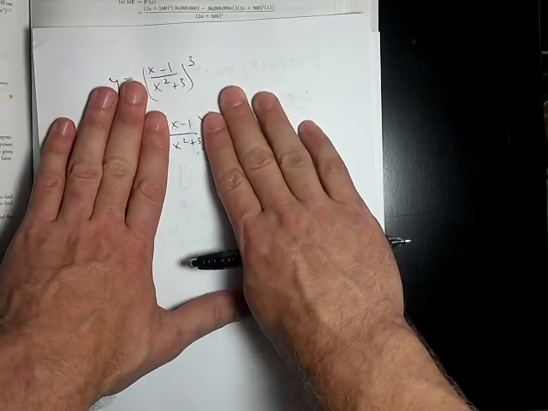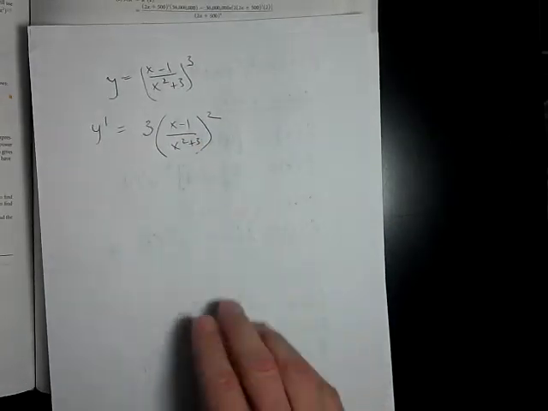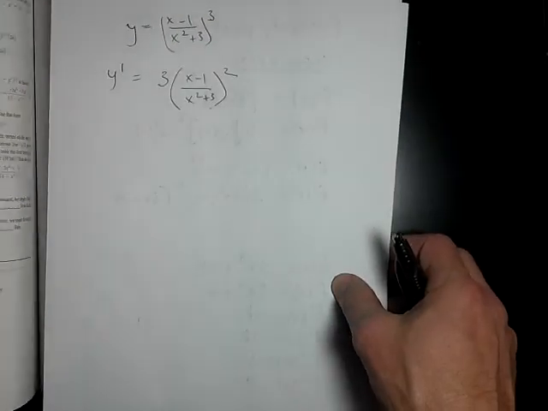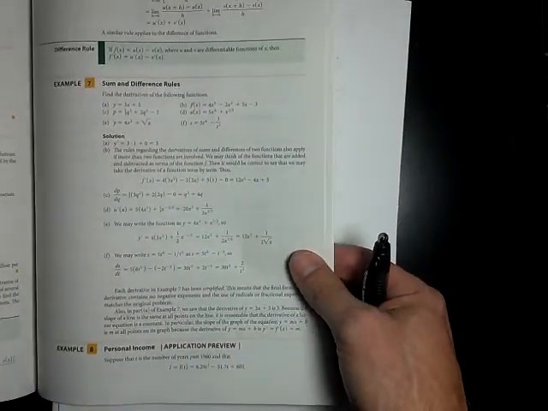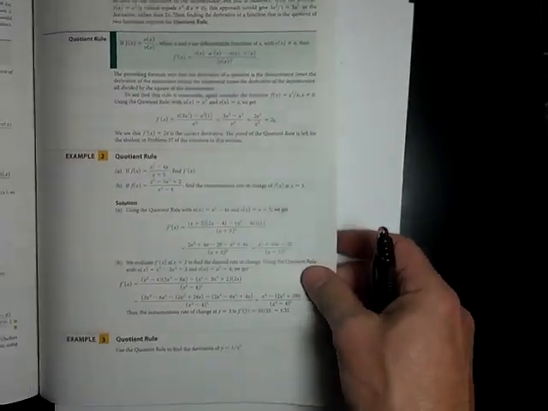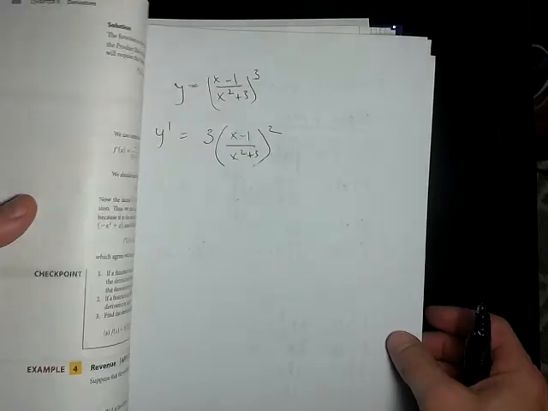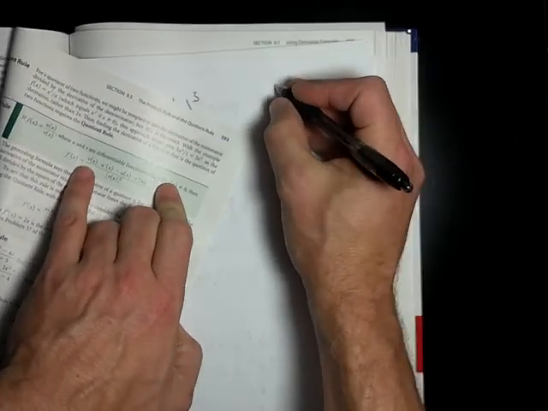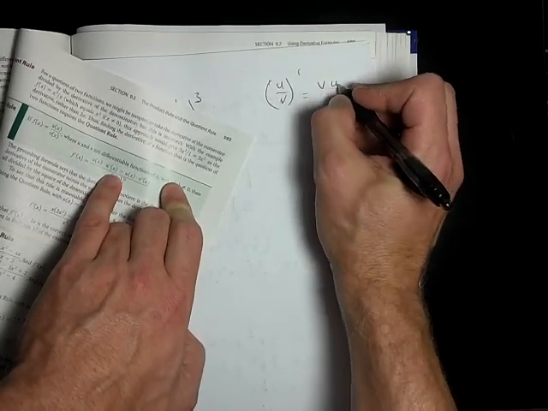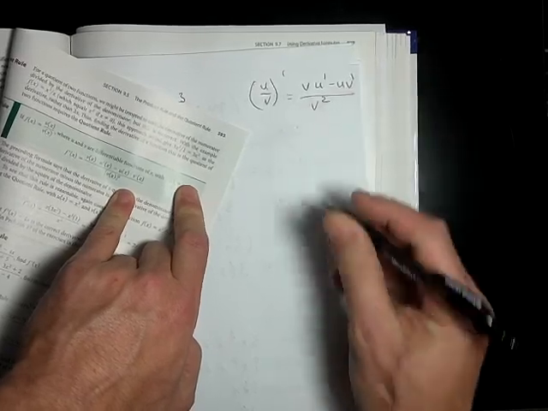So the derivative of what's inside of there, now we have to use the quotient rule. So we use the power rule to go from here to here. Now we use the quotient rule to find the derivative of this. The quotient rule, if you'll remember, and I always forget which order it goes in. It's on page 593 in my book, and it's v du minus u dv. So if you have u over v, the derivative of that is v du minus u dv over v squared.